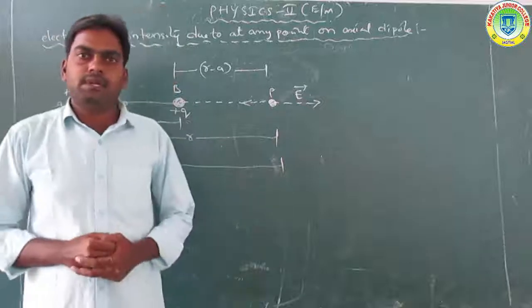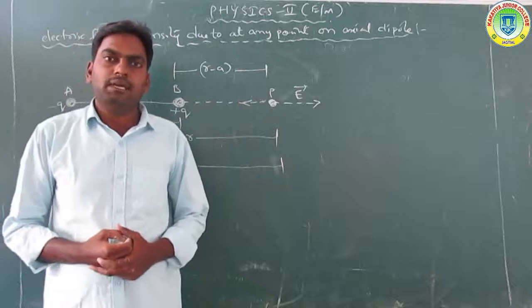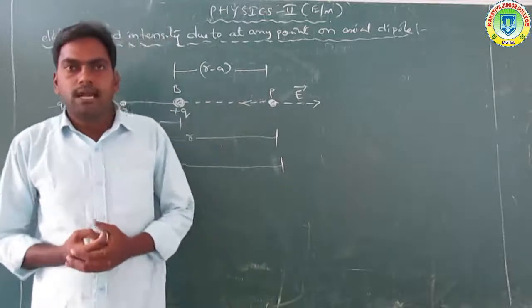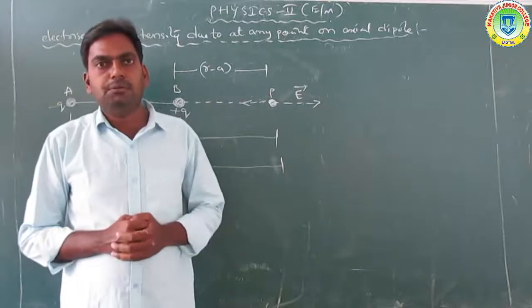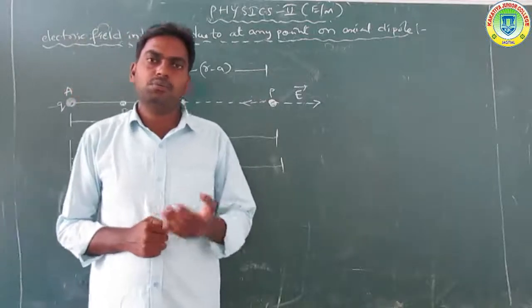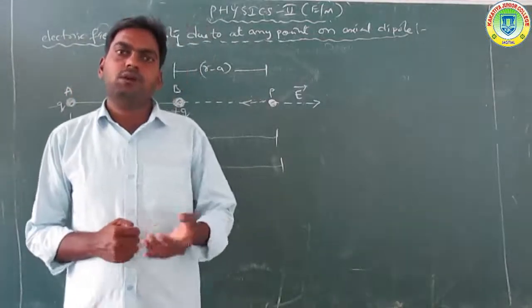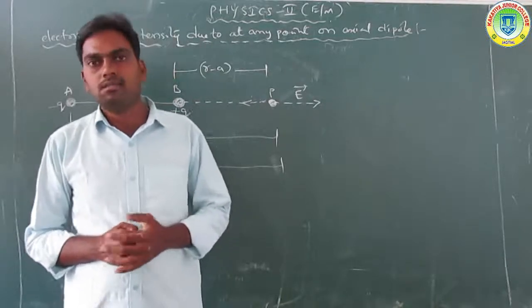Okay, good morning students. Last class we discussed the topic: what is the dipole? The dipole placed in a uniform electrical field produces a torque, tau is equal to PE sin theta, which we found in the last class.